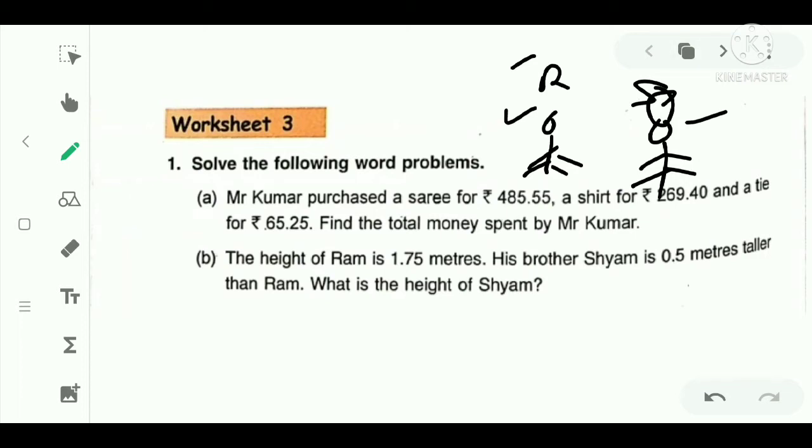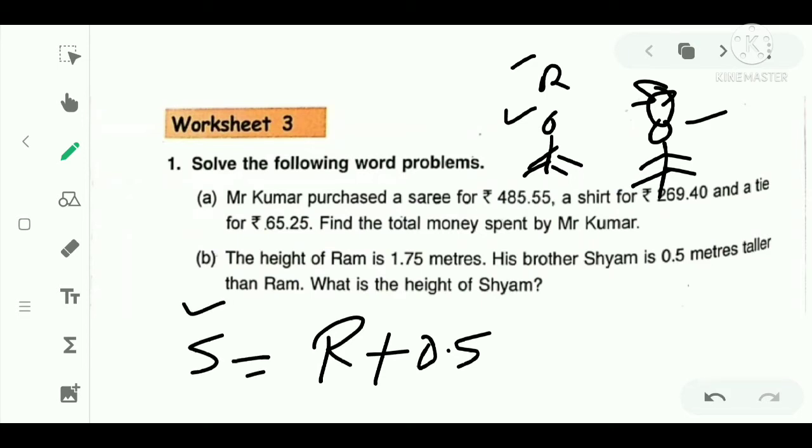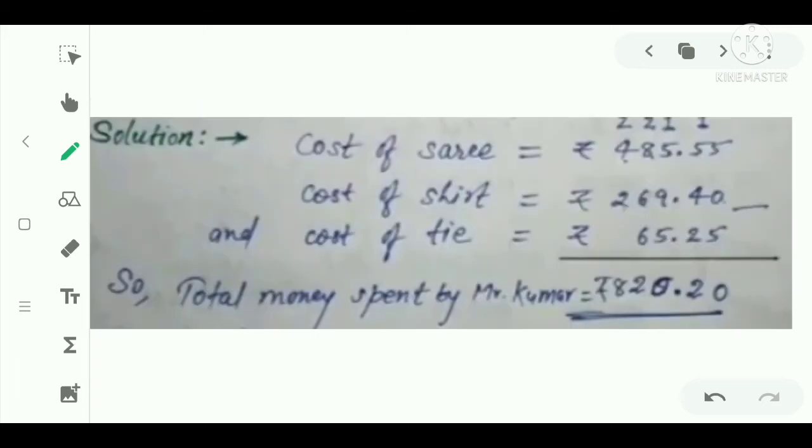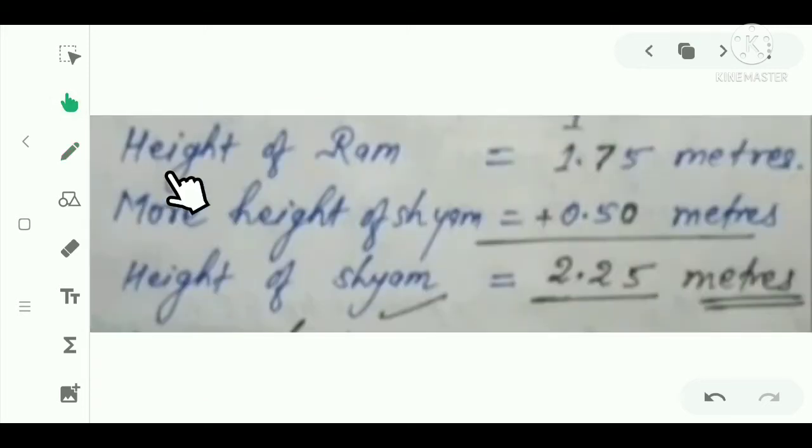So students, Ram's height is given, if we add 0.5 to Ram's height, then we can get the Shyam's height, because Shyam is 0.5 meter taller than Ram. So let's write the statement now. We will write height of Ram is given 1.75 meter. Then more height of Shyam. How much more is Shyam's height? It is 0.5.